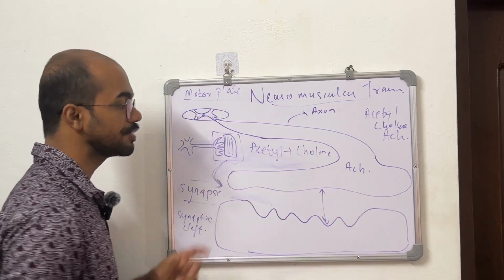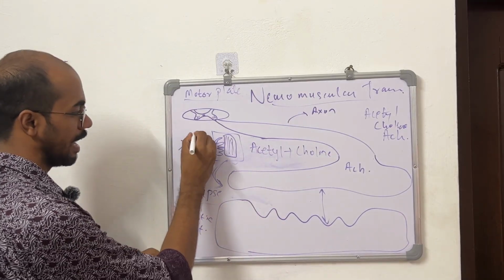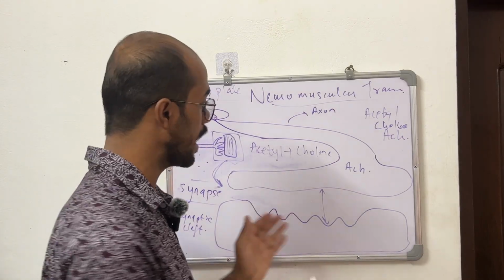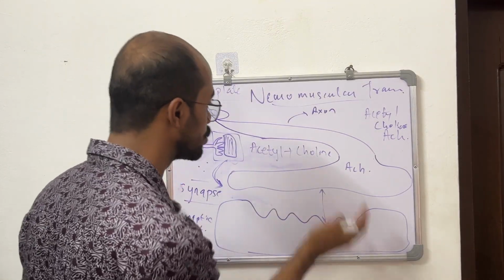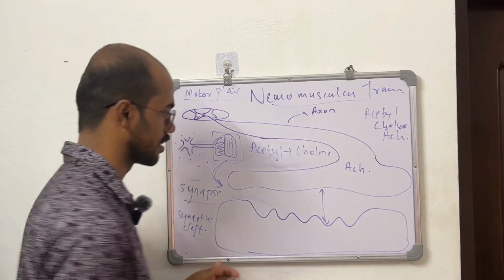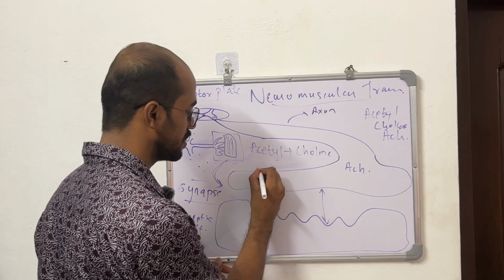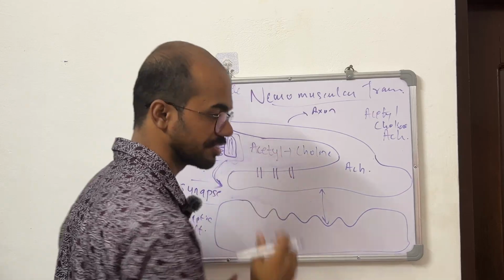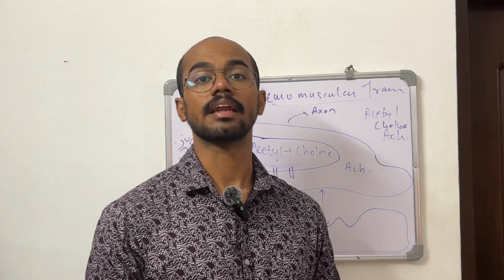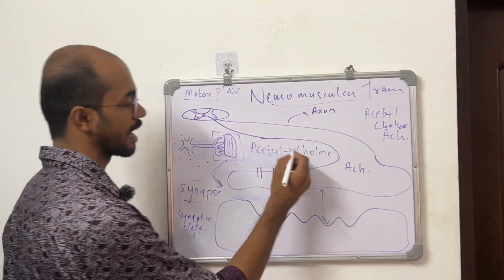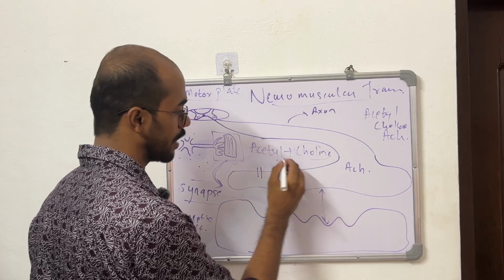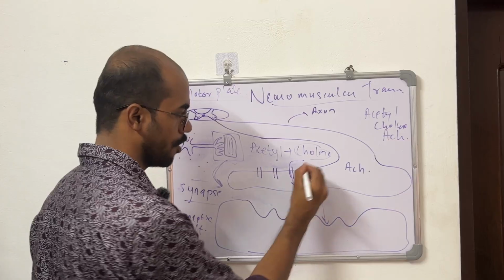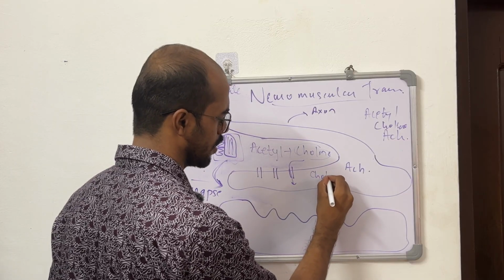But this choline is always in the extracellular space, or in the blood. It should enter into the neuron. This is our neuron cell. How does it enter? We have specialized proteins here. These proteins are called choline transporters, because they transport choline from the extracellular space, that means outside the neuron, to inside the neuron. So they have brought in choline.